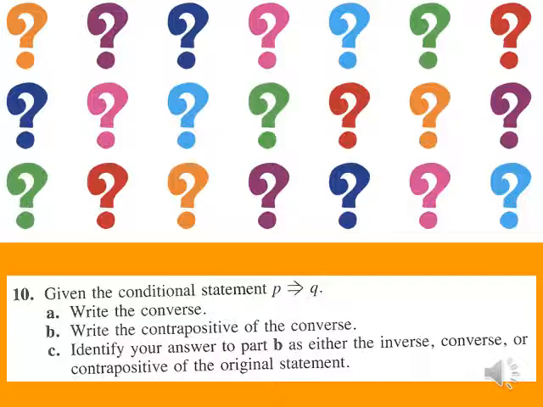Next up it says, given the conditional if P then Q, or P implies Q, we're supposed to do 3 things. We're supposed to write the converse of that. We're supposed to write the contrapositive of the converse. And we're supposed to figure out whether the contrapositive of the converse is either the inverse, the converse, or the contrapositive of the original statement. So again, you might want to pause and think about those 3 questions before we look at the answer.